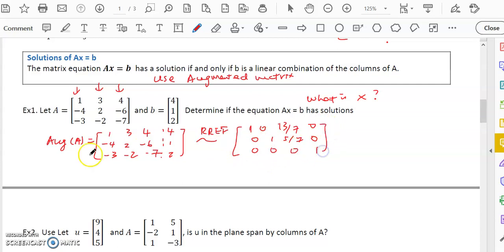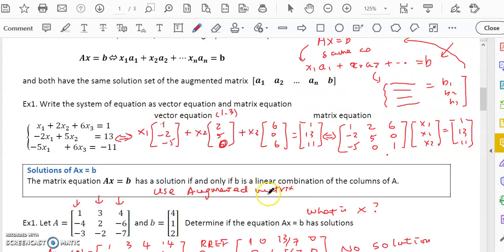But the problem is this is an augmented matrix. The last column being 0, 1 means inconsistent. So no solution, right? Although I have some pivot columns, so I might have some free variable, but if this is 0, 0, 0, 1, that is no solution. If it were 0, 0, 0, 0, then I would have a free variable, but it is not, so this is no solution. So you cannot do any combination to get this. So this equation AX equal to B has no solution.